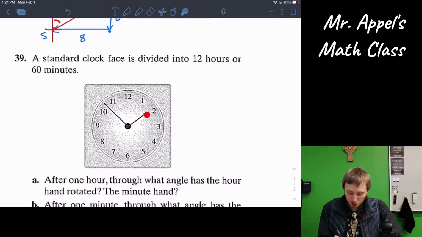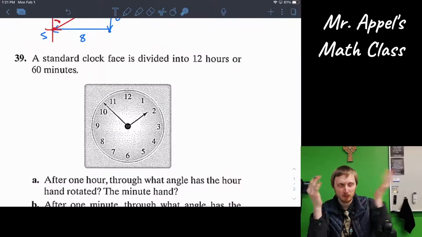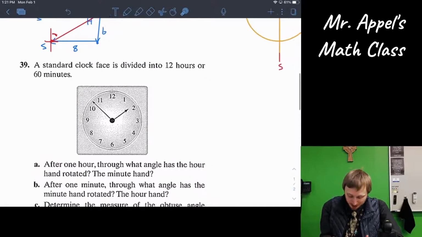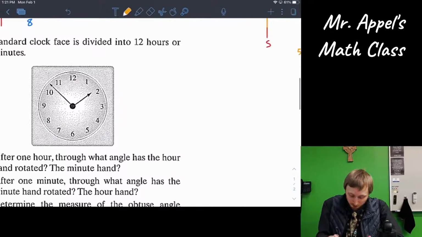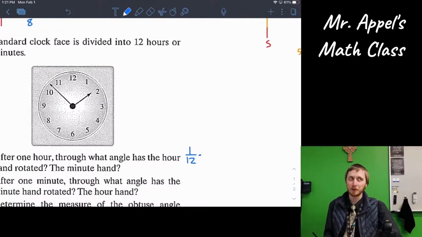Okay, so this guy here, the short one, points to the hour. From 1 hour, so from 2 o'clock to 3 o'clock, it goes from here to here, right? It has moved 1/12. We can at least deduce that from the way the clock is set up, right? After 1 hour, the hour hand has moved 1/12 of a full circle.